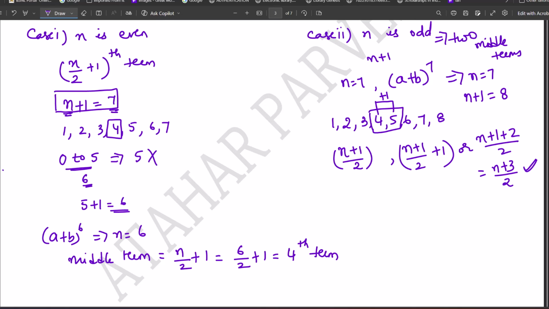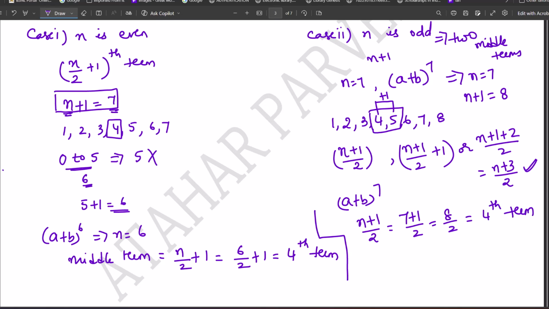Now let us take the same example, (a plus b) whole to the 7. If I want to find the first middle term, (n plus 1) by 2. So this one will be (7 plus 1) by 2, or 8 by 2. So the first middle term is the fourth term. Now what about the next middle term? It is (n plus 3) by 2, right? So it is (7 plus 3) by 2. So this one is 10 by 2, or the next middle term is the fifth term. Clear, right? So these two things are very important to understand here. For n even, you have one middle term. For n odd, you have two middle terms.